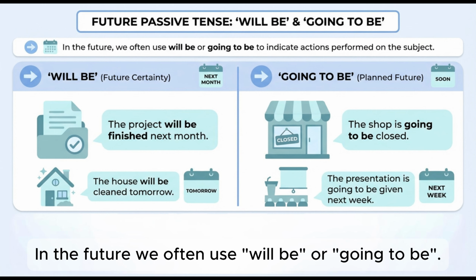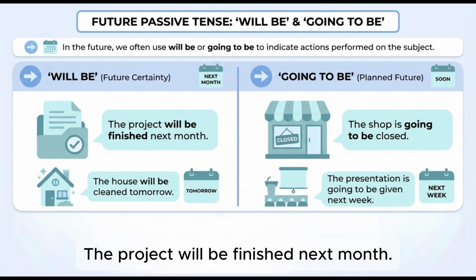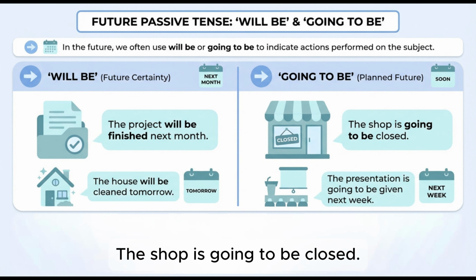In the future, we often use will be or going to be. The project will be finished next month. The shop is going to be closed.